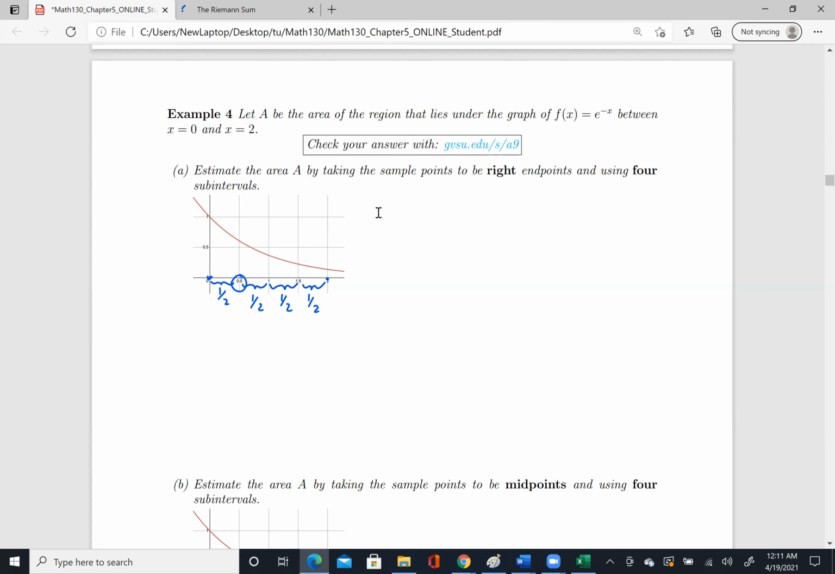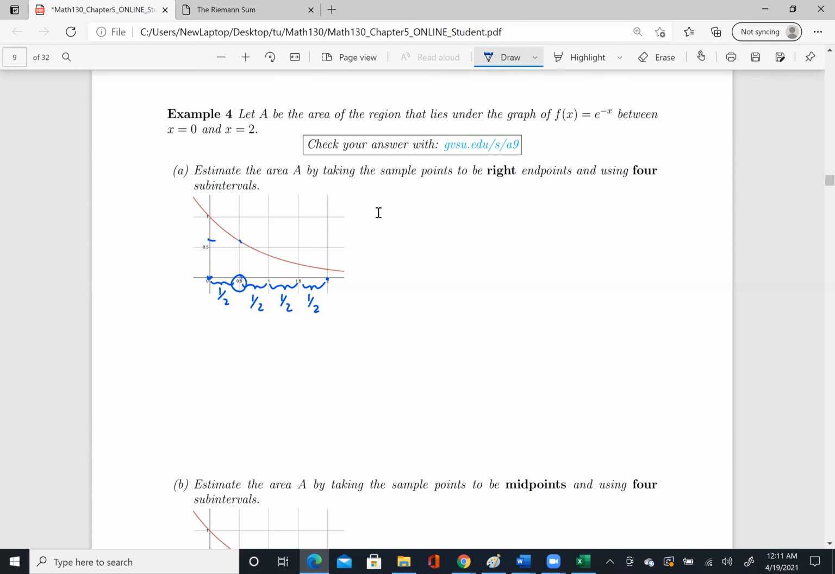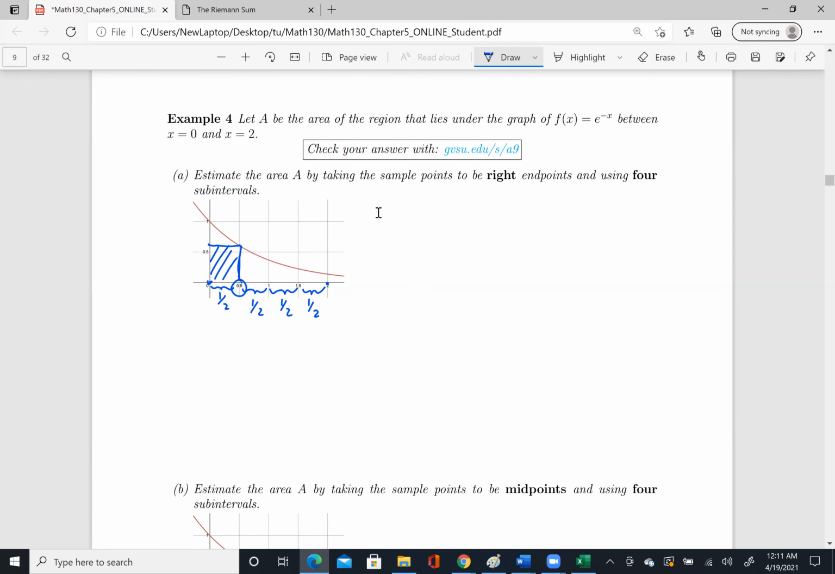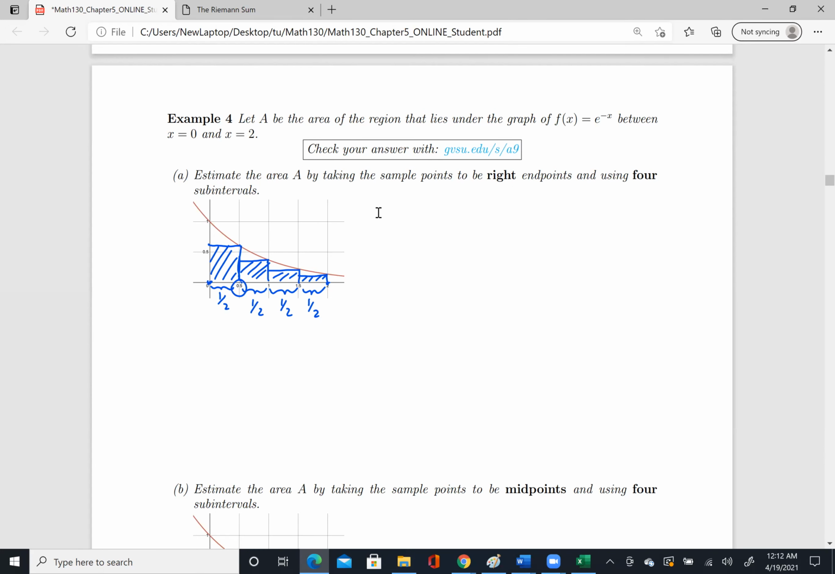You will have the first rectangle here, right? The second one is 1, and the next one is 1.5, and the last one is 2. So here are the 4 rectangles using the right endpoint.